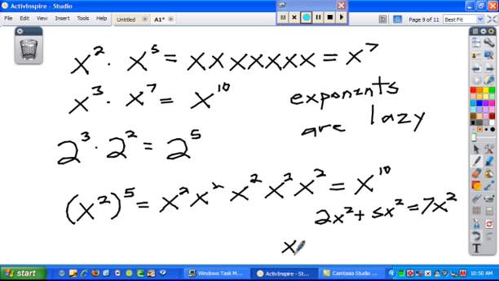Then when you want to multiply, you have x squared times x to the fourth. The exponents are like, oh, we don't want to multiply. That's a lot of work, but we'll add for you. Exponents do this. They actually talk to each other. You may not believe this, but they do.